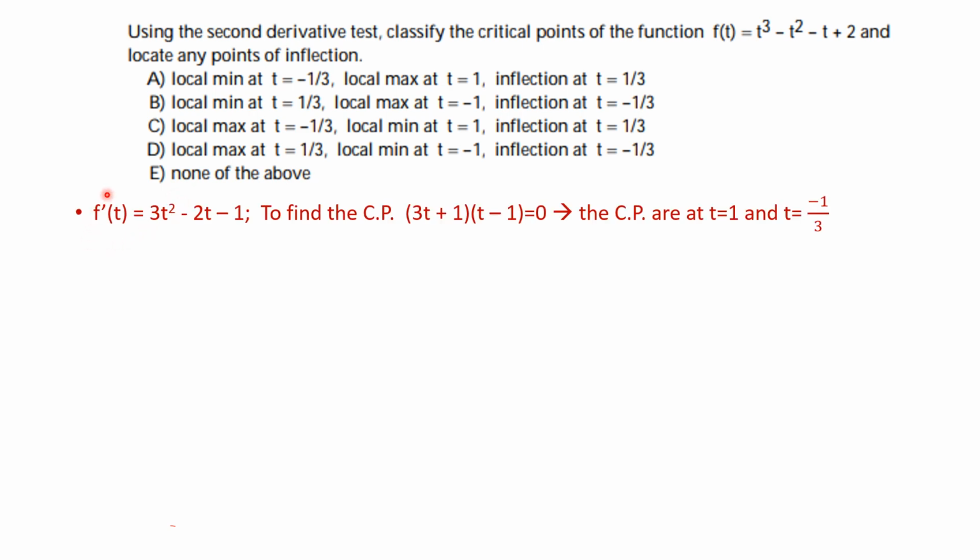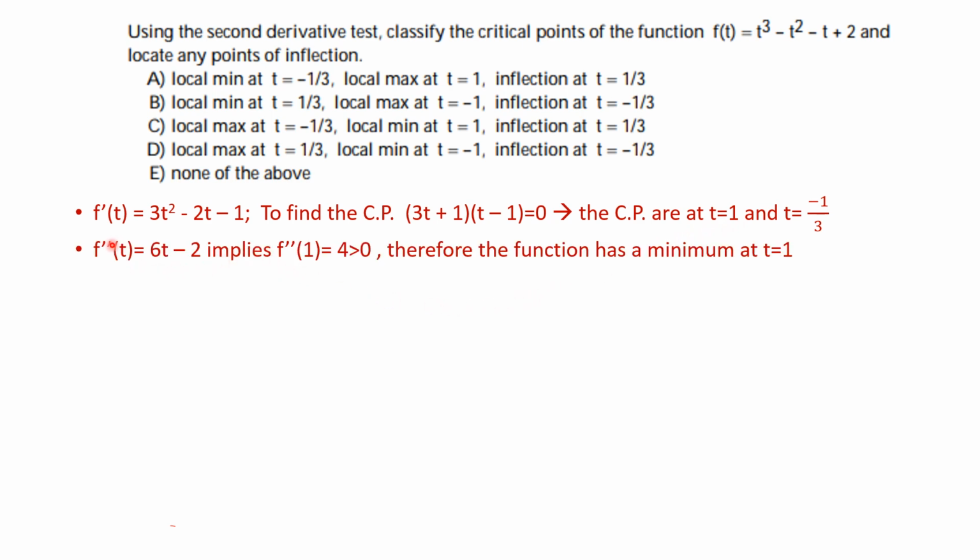First, we have to get the first derivative. F prime of t is going to be equal to 3t squared minus 2t minus 1. Now we have to solve this equation after equating it to 0 because we want to identify the critical points. So to find the critical points, we factor this quadratic equation, and it will give us 3t plus 1 multiplied by t minus 1 equals 0. That implies that the critical points are at t equals 1 and at t equals negative 1 over 3. Now it's time to get the second derivative.